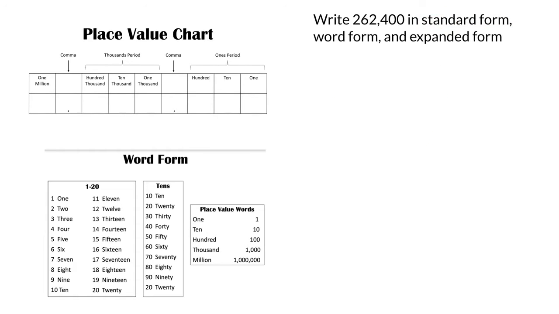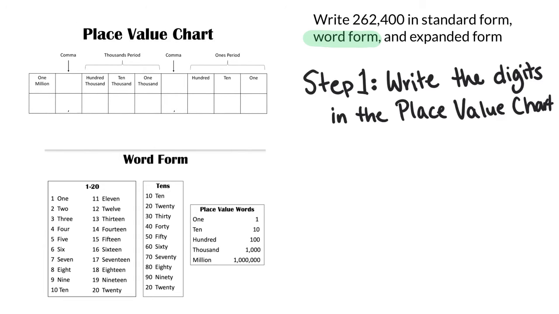Let's write 262,400 in word form. Our first step is to write 262,400 and put our digits in the place value chart. All right, so there's no ones, there's no tens, there's 4 hundreds, there's a comma, there's 2 1,000s, there's 6 10,000s, and there's 2 100,000s.